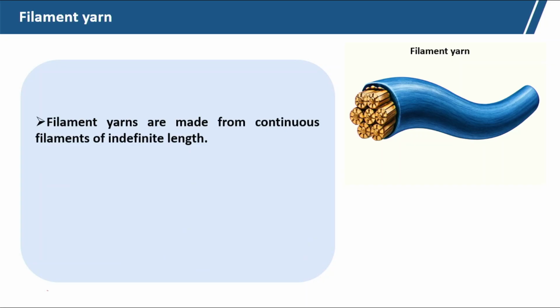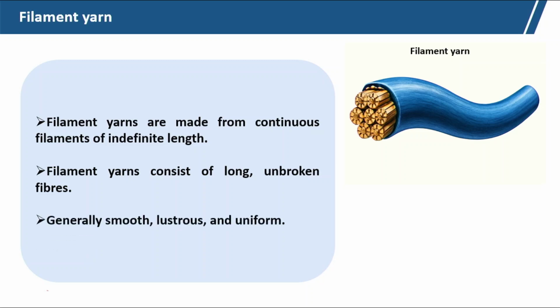These are made from continuous strands of fiber of indefinite length. So, there is no discontinuity. That actually adds to the strength of the yarn and to uniform characteristics. Long unbroken fibers are there. They are generally smooth, lustrous and uniform, but one can also produce different types of cross sections or other textured structures.